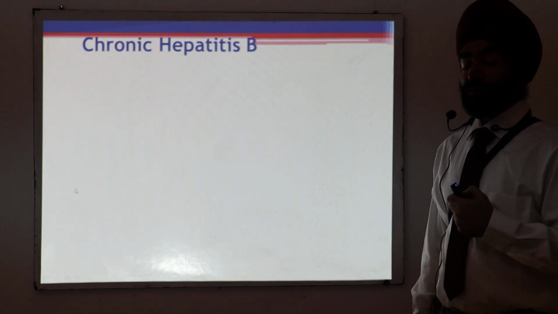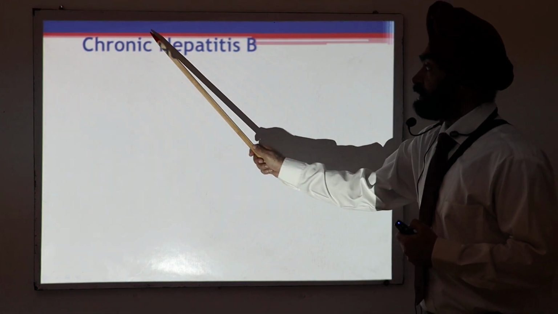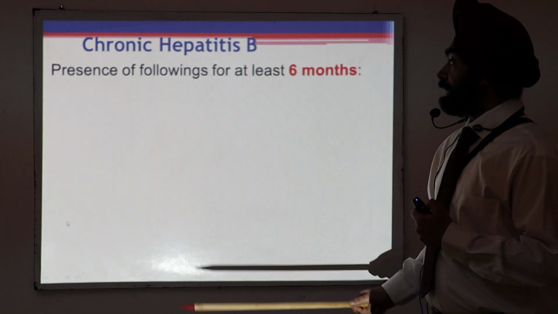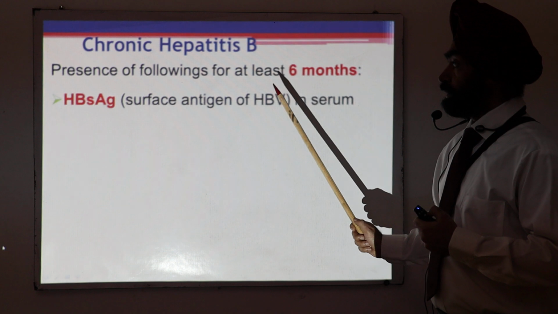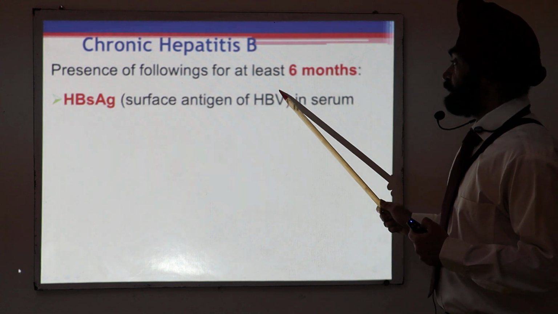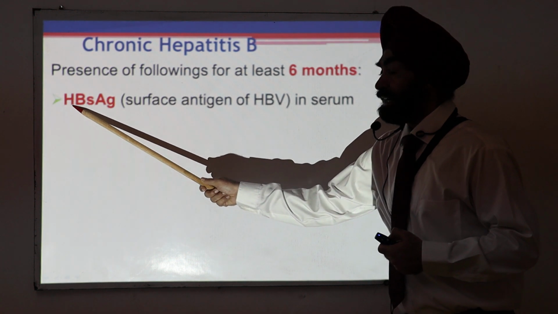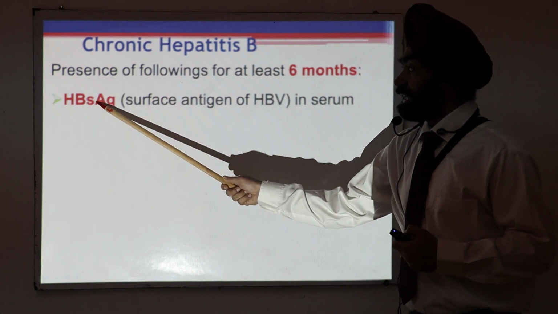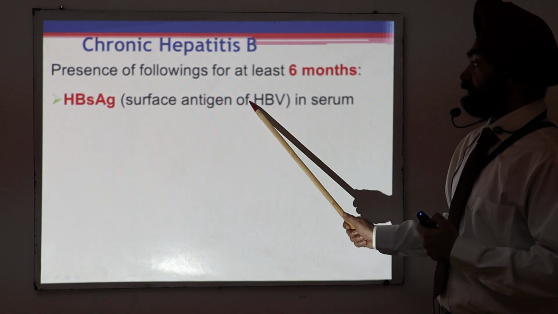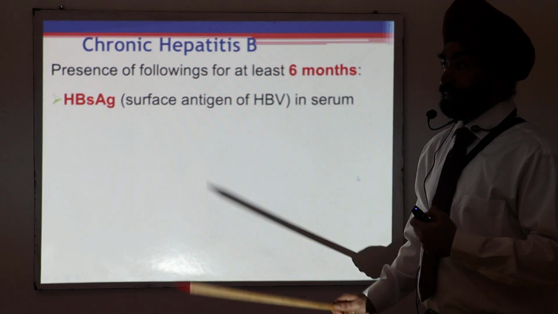Now coming down to the more important thing, the chronic hepatitis of hepatitis B, that is the chronic form. We say it is chronic if, for at least 6 months, you find the presence of the surface antigen of HBV, which is called HBsAg. HB means hepatitis B, S for surface, Ag means antigen. So if in a patient you identify the presence of this surface antigen of hepatitis B for more than 6 months, you say it is chronic hepatitis.